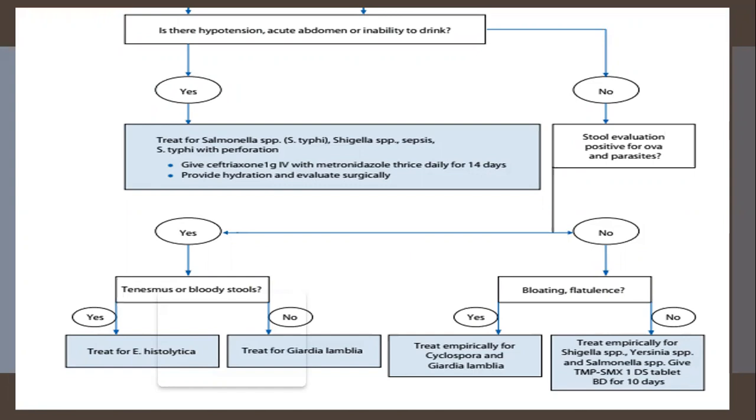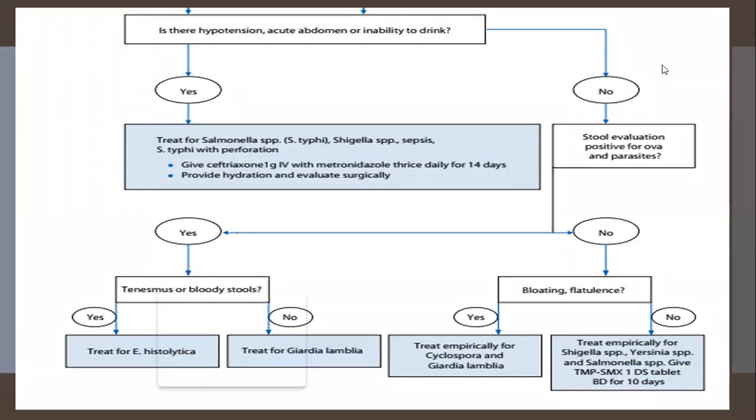The slide is taken from the 2007 NACO guidelines for treating opportunistic infection. If the patient is sick, with hypotension, acute abdomen, or inability to drink, most of the time it will be due to a bacterial infection. So treat like salmonella. Follow my pointer. Give ceftriaxone 1 gram IV with metronidazole thrice daily for 14 days. Ceftriaxone covers bacteria. Metronidazole covers bacteria as well as a few parasites, along with hydration.